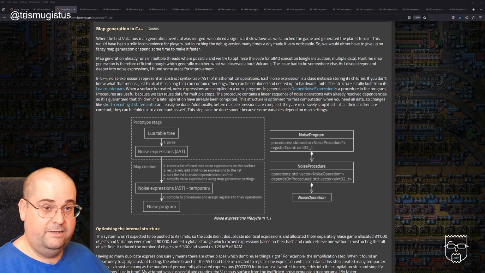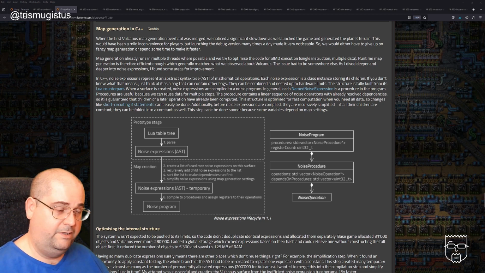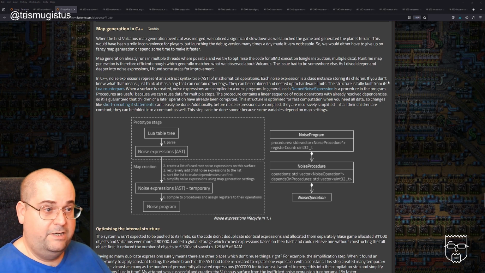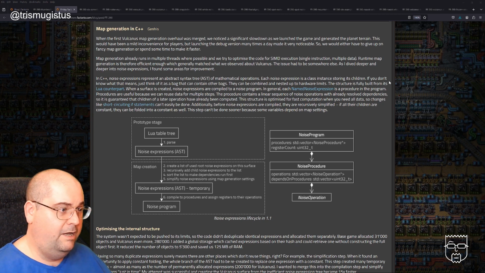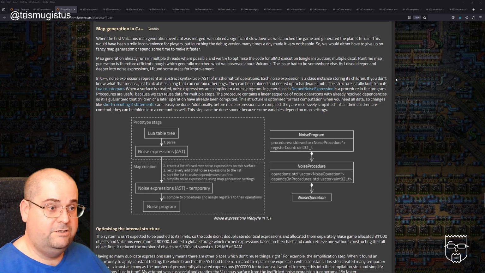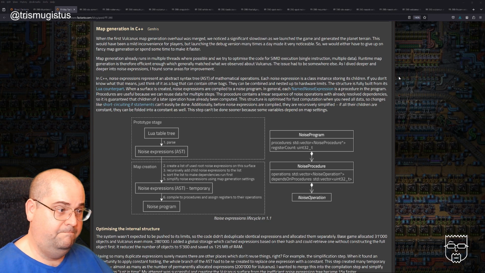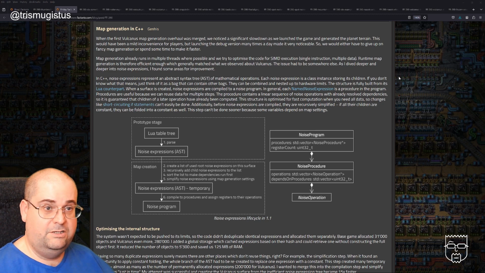As I dived deeper and deeper into noise expressions, I found some areas for improvement. In C++, noise expressions represent an abstract syntax tree, or AST, of mathematical operations. Each noise expression is a class instance storing its children. If you don't know what that means, just think of it as a bag that can contain other bags. They can be combined and nested up to hardware limits. The structure is fully built from its Lua counterpart. When a surface is created, noise expressions are compiled to a noise program. In general, each named noise expression is a procedure in the program. Procedures are useful because we can reuse data from multiple steps.